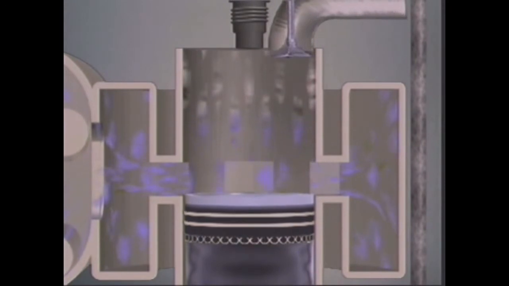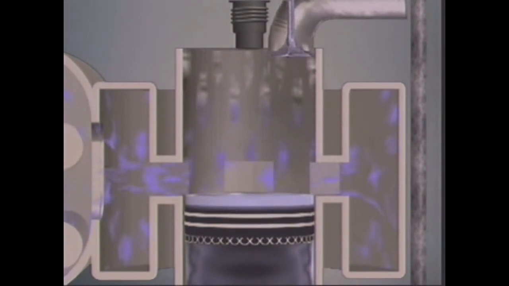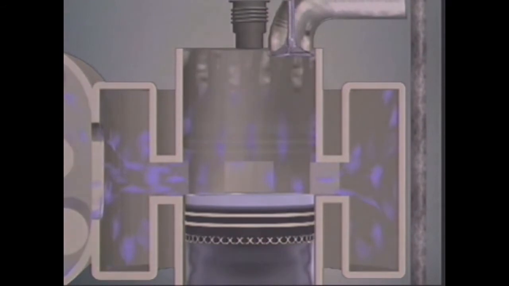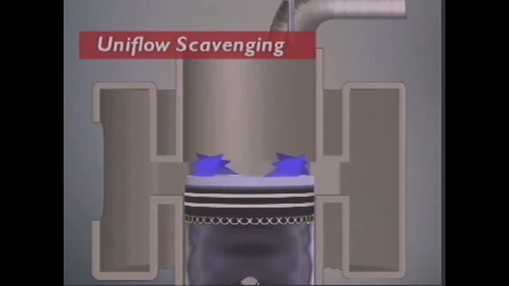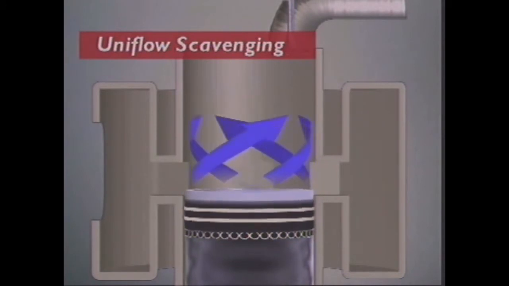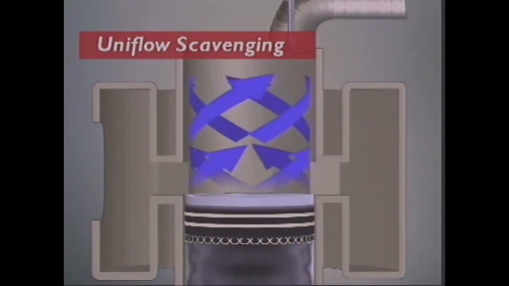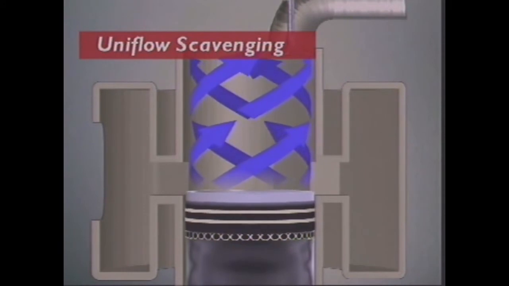Without effective scavenging, diesel engines lose efficiency. How scavenging occurs depends on the design of the cylinder and ports. In this example, the air flows in one direction, towards the top of the cylinder. This is called uniflow scavenging.